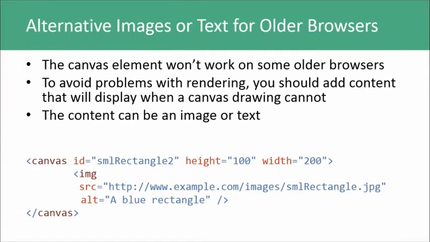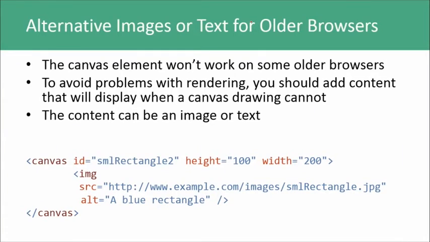So one of the things that you need to be aware of, though, is that if you're using an older browser, like say you go visit grandma, and grandma's using Internet Explorer 6, right? She hasn't updated her browser for a really long time. Well, the Canvas element might not be available on grandma's browser. So you're going to have to provide content that will display when a Canvas element doesn't render. Right? The content could be an image or text.